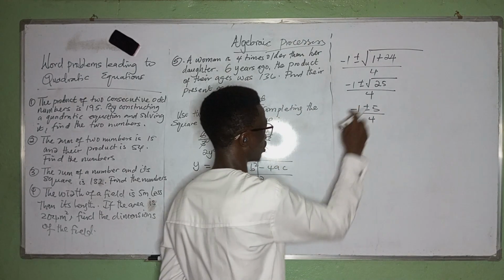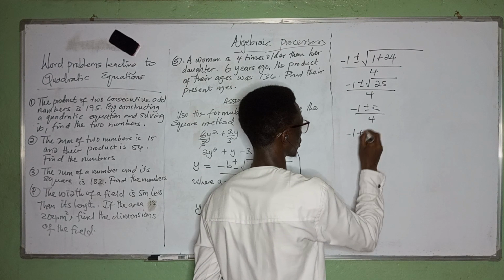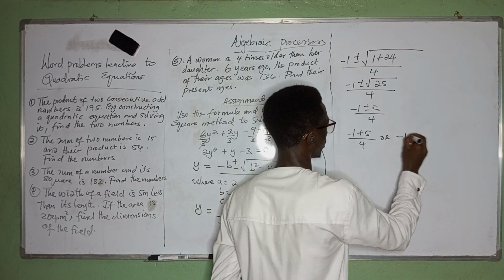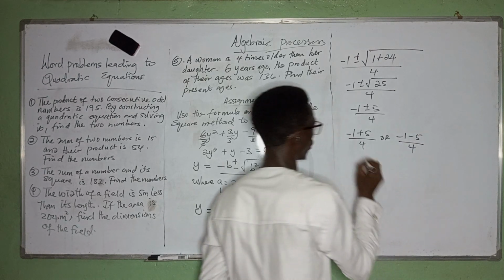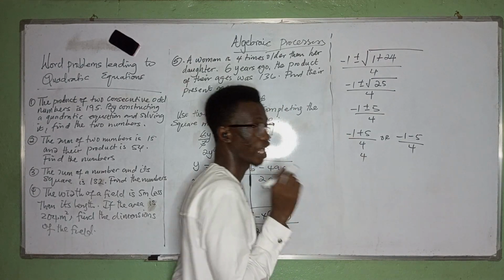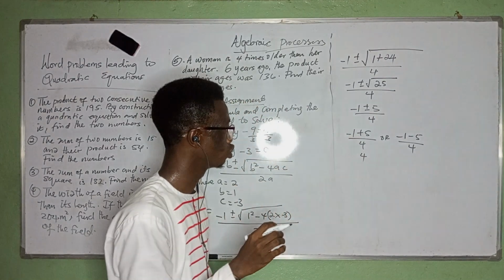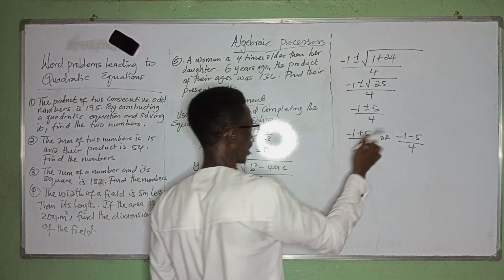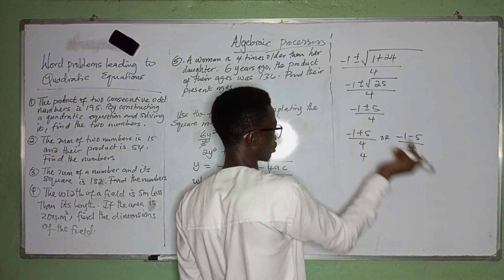So we take the positive: minus 1 plus 5, divided by 4, or minus 1 minus 5, divided by 4. If you subtract this, you have 4. Remember, when you have two numbers with different signs, subtract and take the sign of the bigger number. So this is just like saying 5 minus 1.